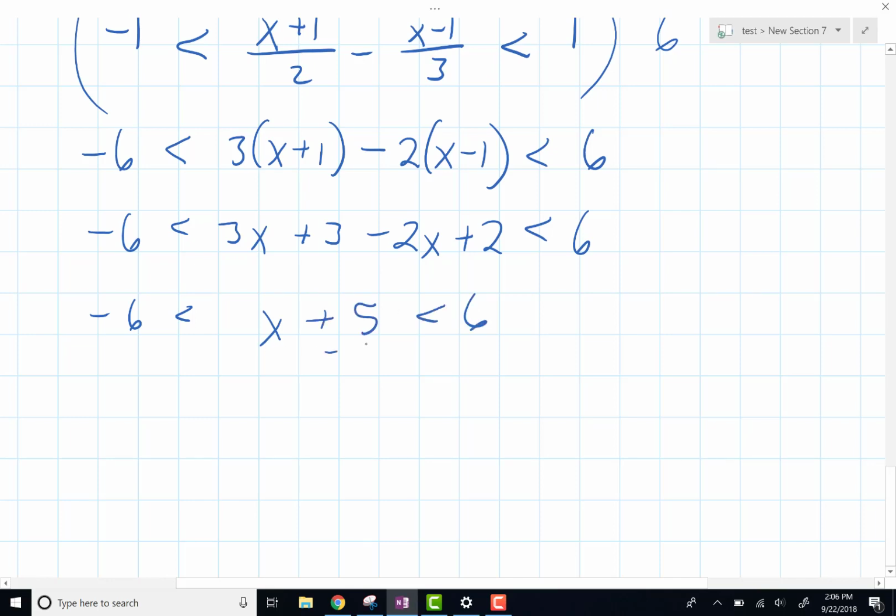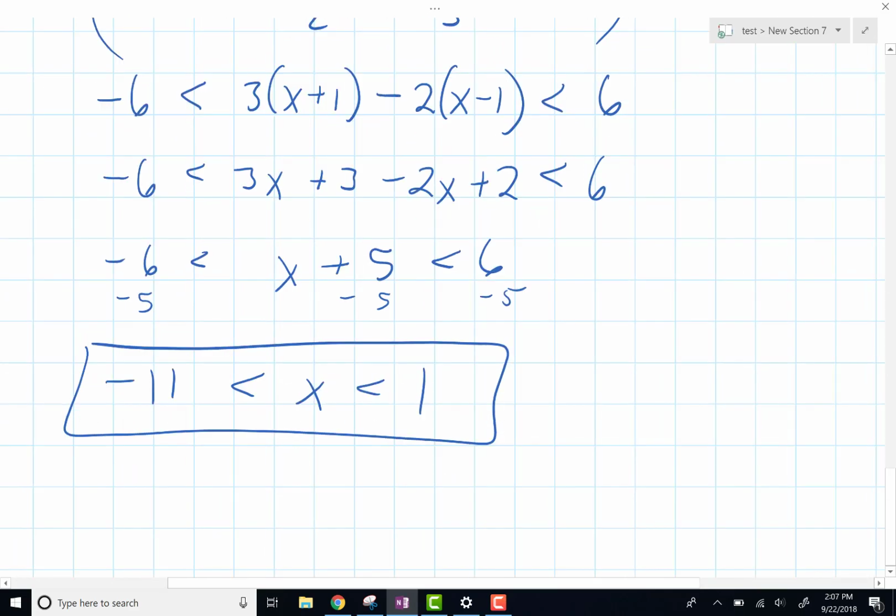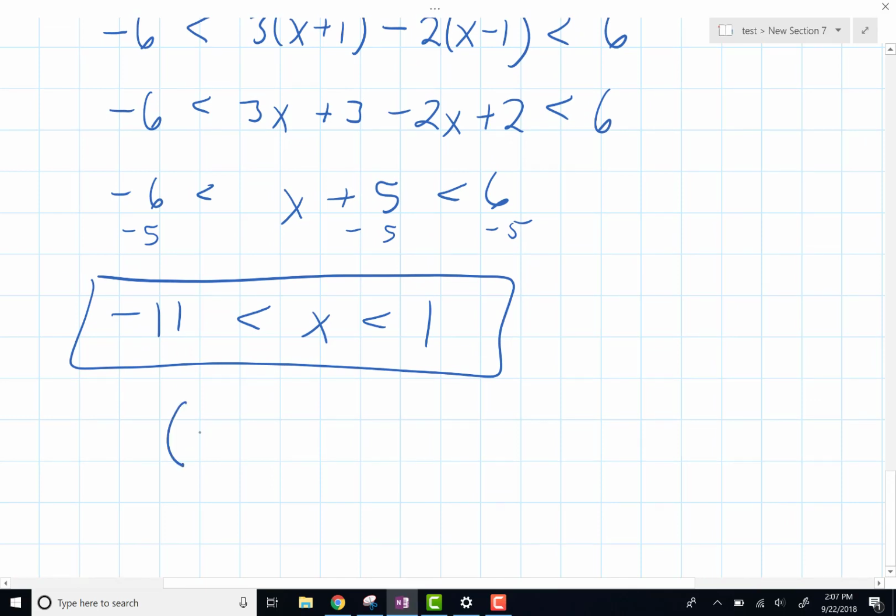And then just keep solving for x. So subtract 5 from every single side. So you'll have negative 11 is less than x is less than 1. And that is your answer. Sometimes they'll write it in interval notation that the x's start at negative 11 but you don't equal to it. And then you go to 1 but you don't equal that. So if they want it in interval notation, you'd leave it there.